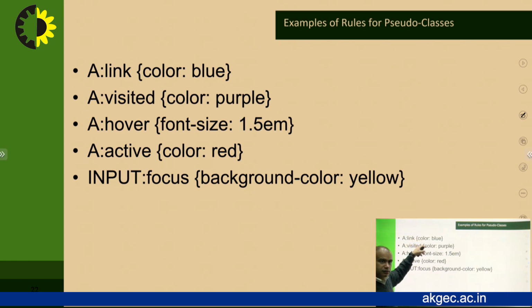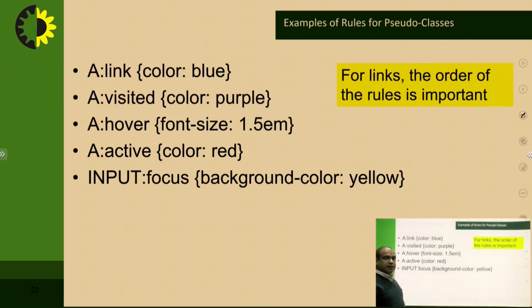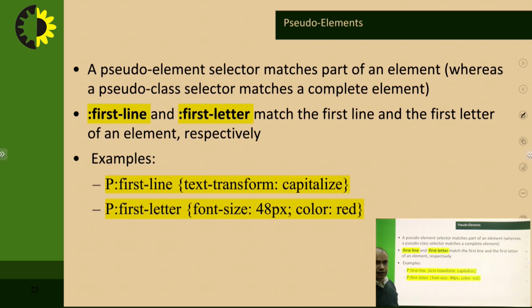A colon link color blue, or A colon visited color purple. We can define the particular value for that. Another example: input colon focus background color equal to yellow. Next, for links, the order of the rules is important. And one more thing, from a usability point of view, it is not recommended to change the default color of the link and visited link.